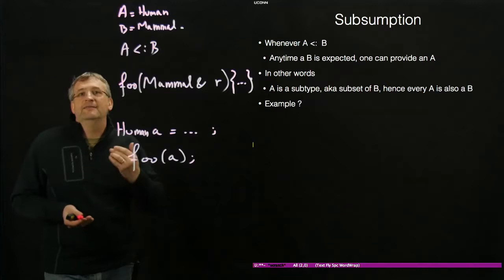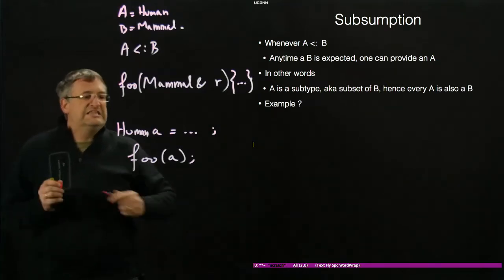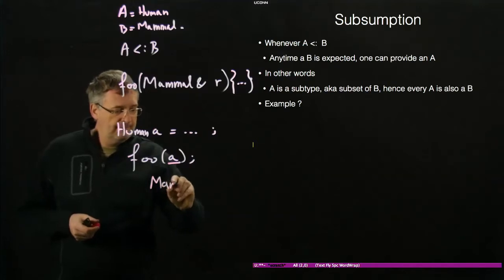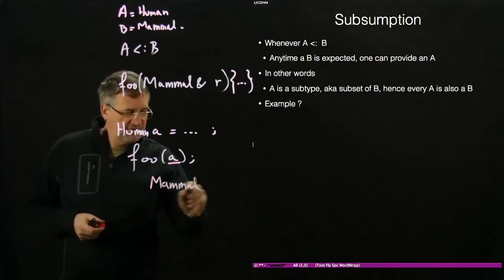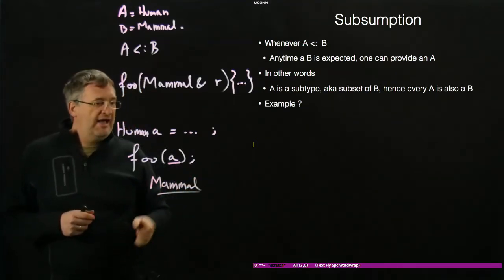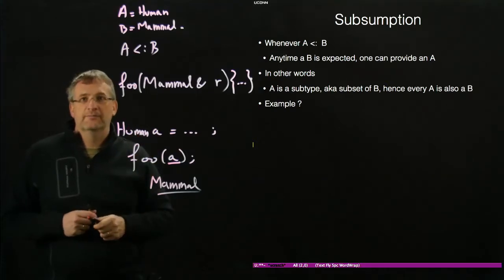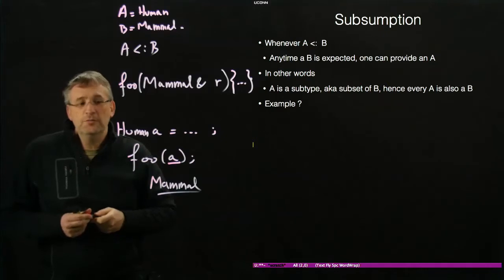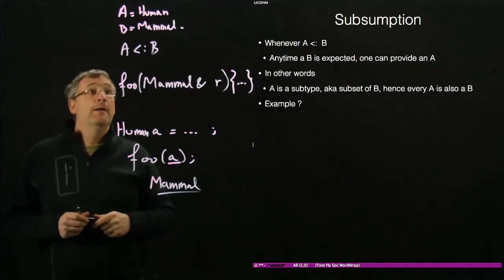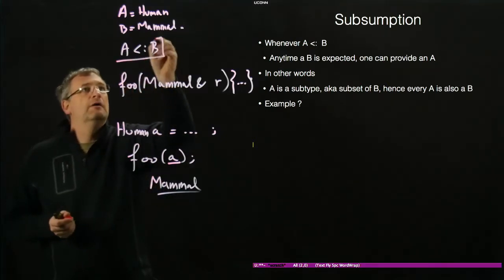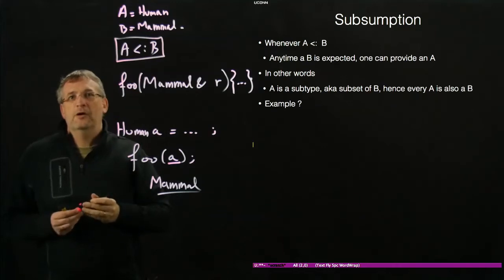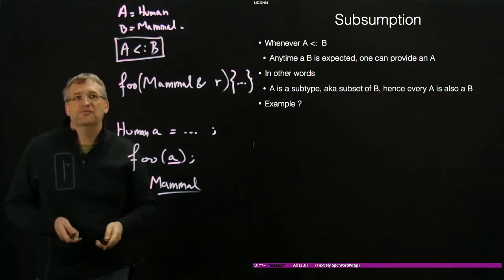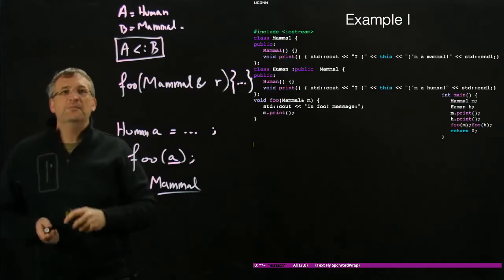It's okay. That rule basically says that here I'm expecting a mammal, that's what I expect, and I'm providing a human. In that case, it's okay. You can pass a human wherever a mammal is expected because human is a subtype of mammal. That's the key rule. You can do that and it works beautifully well. Right? So that's the basic mechanism.